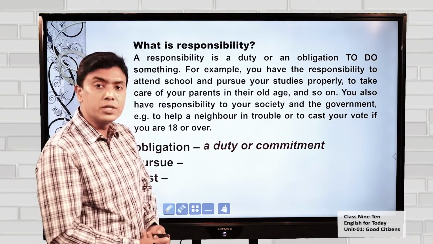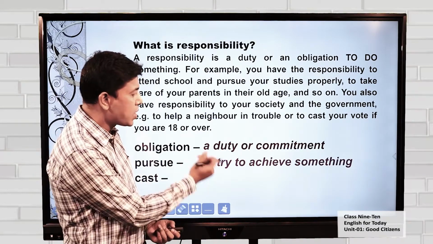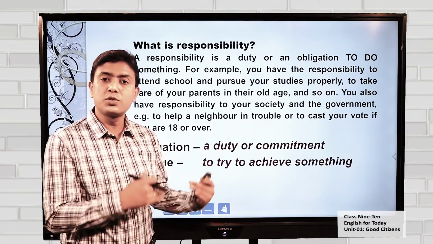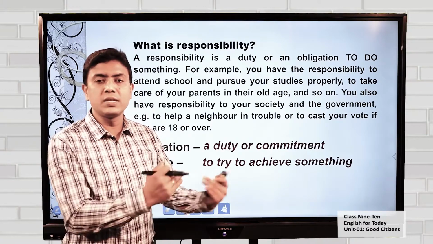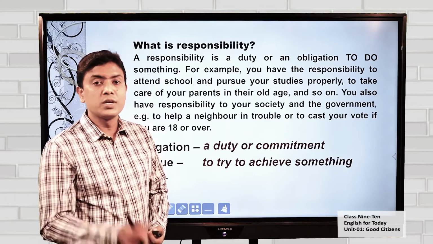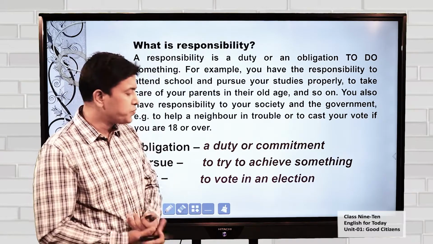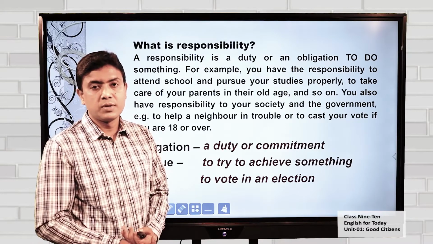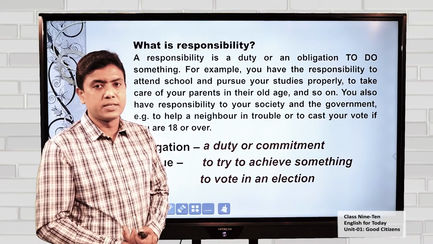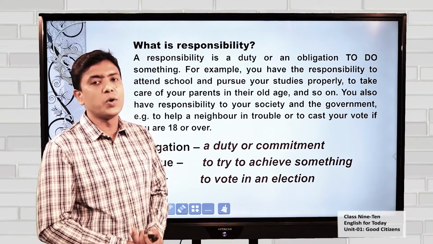Next one, pursue. Pursue means to try to achieve something. In fact, to keep trying to do something, to achieve something, is called to pursue. And lastly, cast, of course, to vote in an election. To apply your voting right means to cast a vote.